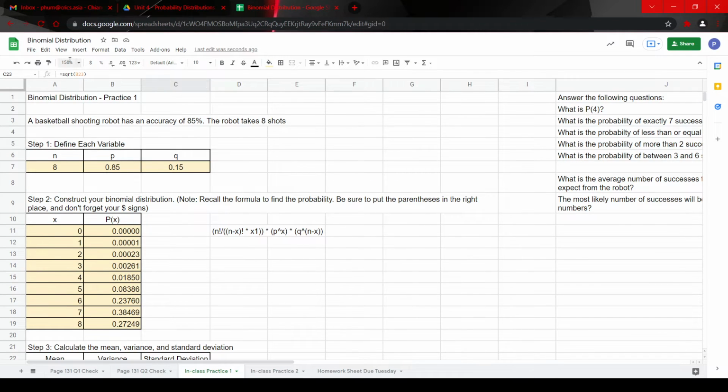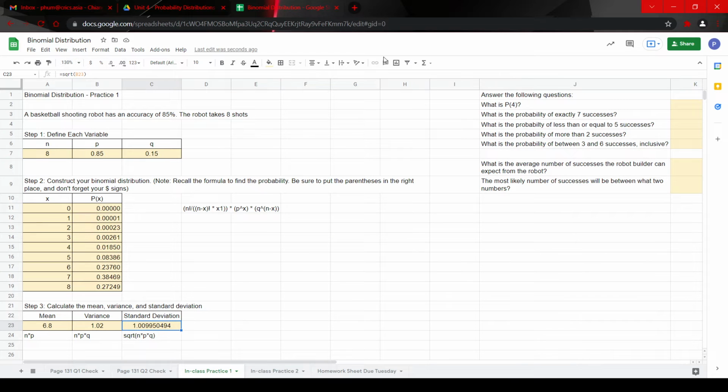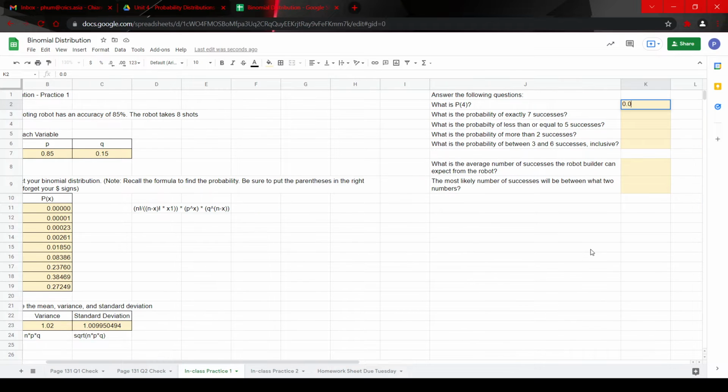So now we can answer some of these questions on the side, right here. So my first question is, what is the probability, what is P4? In this case, P4, if we look, is 0.0185. So about 0.018 is a fine answer. You can also answer 1.88%. Both answers are acceptable.